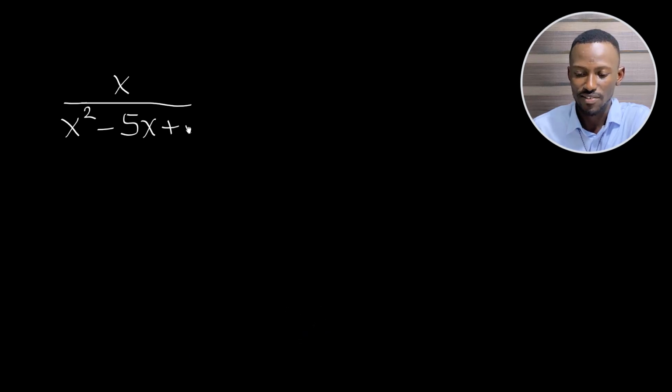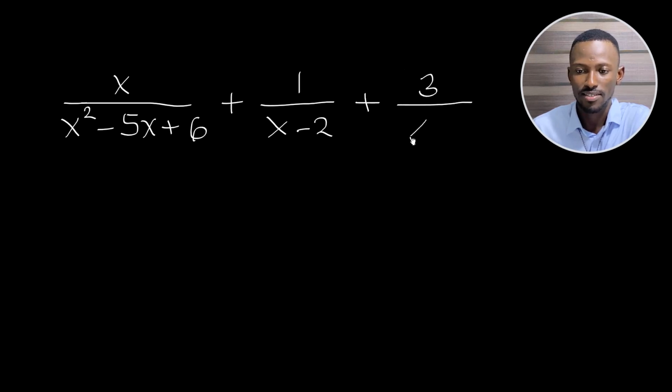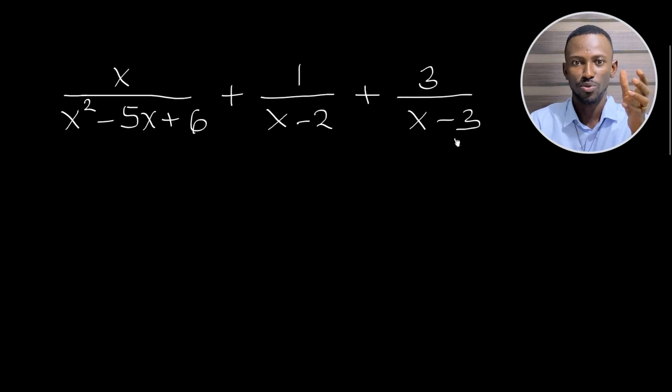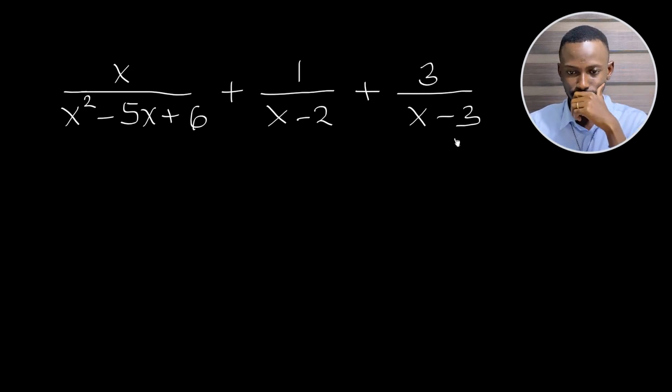That is x divided by x squared minus 5x plus 6, plus 1 divided by x minus 2, plus 3 divided by x minus 3. If this question comes in your exam, will you get it correct? So you can pause the video and then try to answer the question on your own to see if you will get it correct.